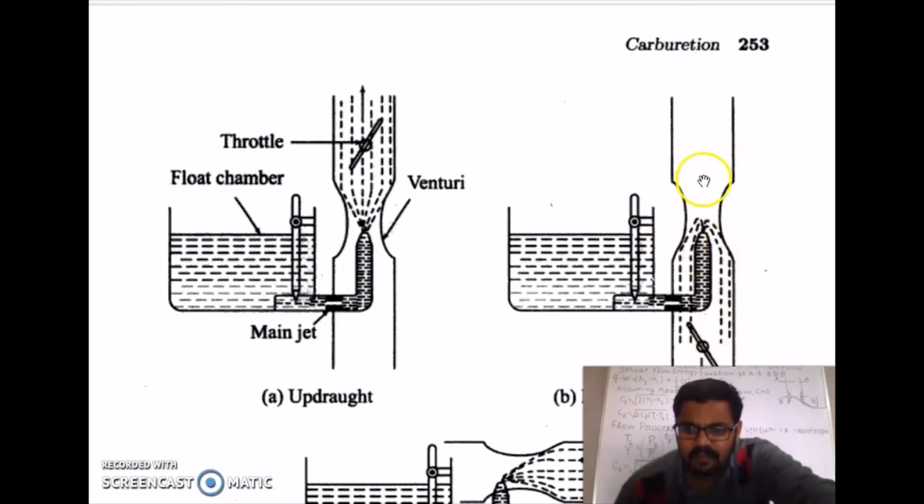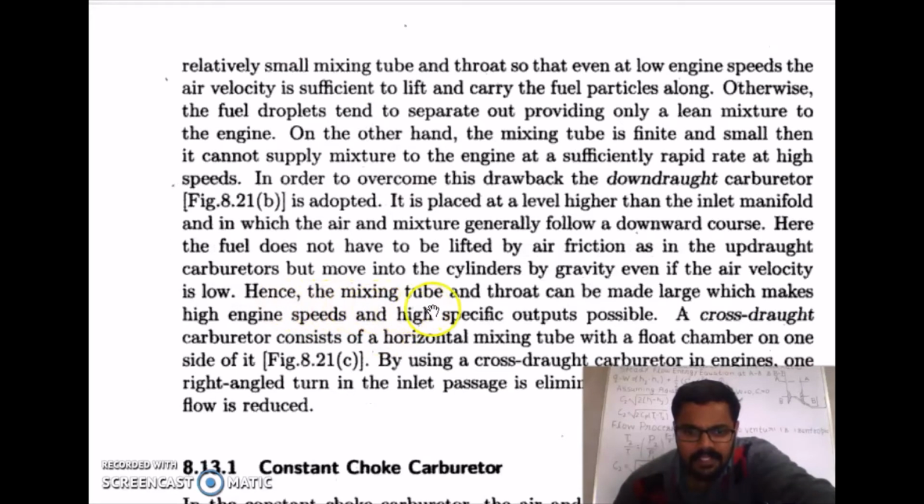So these types of carburetor can be used for high speed engines. Their area can be more. So this diameter of the venturi can be large. You can increase this diameter compared to the updraft carburetors. Hence the mixing tube and throat can be made large, which makes high speed engines and high specific output possible.